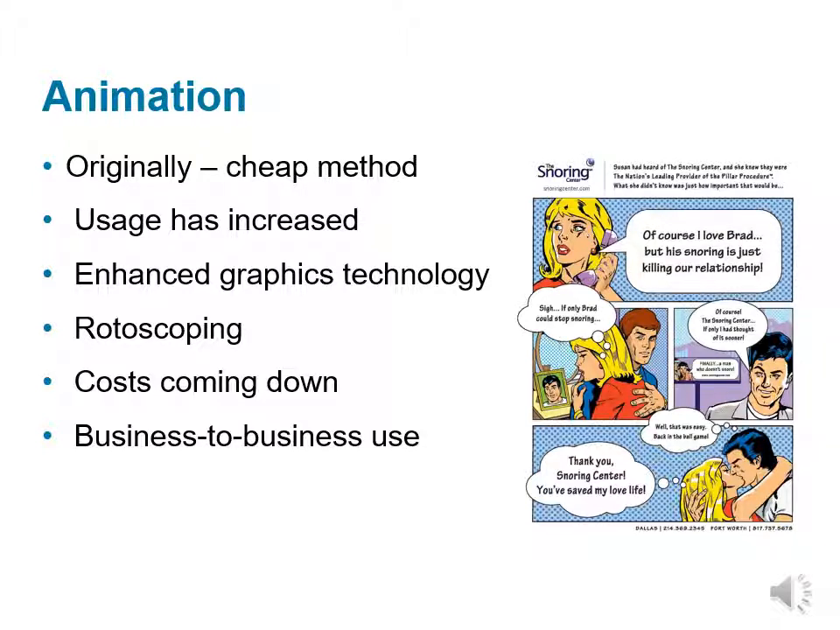Animation was originally a cheap way to advertise. Companies that could not afford actors used animation. Animation usage has increased, and is often now a chosen method of advertising. The skill and quality of animation has improved greatly in the last 20 years. One technique, known as rotoscoping, involves drawing animated characters into scenes with live characters. Rotoscoping also can be used to merge live video scenes to make it look like it really happened or all occurred at the same time. The costs of animation have come down in recent years, which makes it more appealing to advertisers. Animation is now used even for B2B advertising.